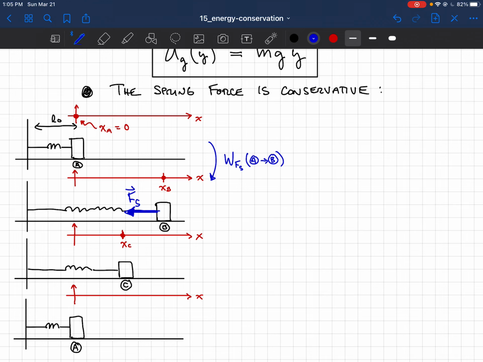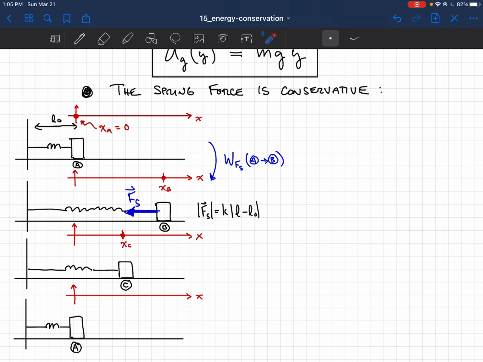And its magnitude, as we found before, is: the magnitude of the spring force is equal to some constant times L minus L0, which means that it's just going to be some constant times xb, the absolute value of xb.